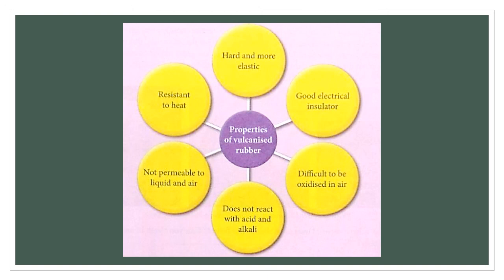The other property of vulcanized rubber is it does not react with acid as well as alkaline. You know that natural rubber is very sensitive to acid and alkaline. Properties of vulcanized rubber are not permeable to liquid and air. So it is also non-permeable to liquid as well as air. And also resistant to heat. So we know this vulcanized rubber already improves the property of natural rubber.